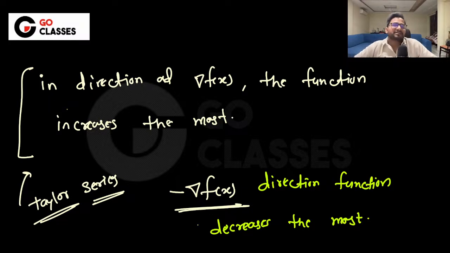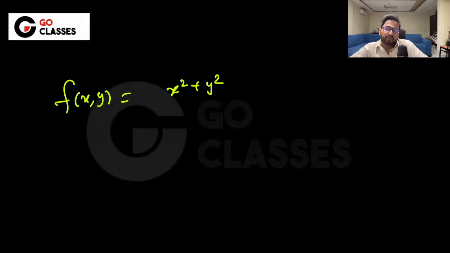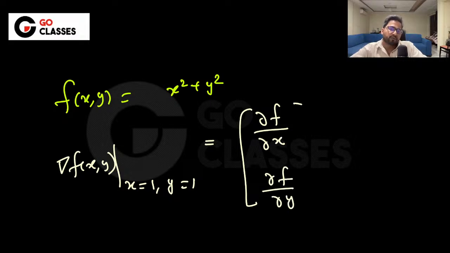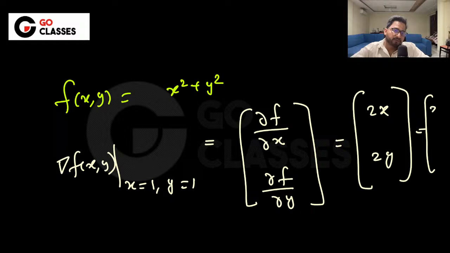Basically grad is nothing but differentiation. Maybe I can just give you an example. Let's suppose this is a function, x square plus y square. Suppose I need to find the grad of f(x,y) at the point where x is 1 and y is 1. Grad is nothing but partial differentiation with respect to x, and partial differentiation with respect to y. The partial derivative with respect to x is 2x, and this is 2y. At the point (1,1), it will be (2,2).